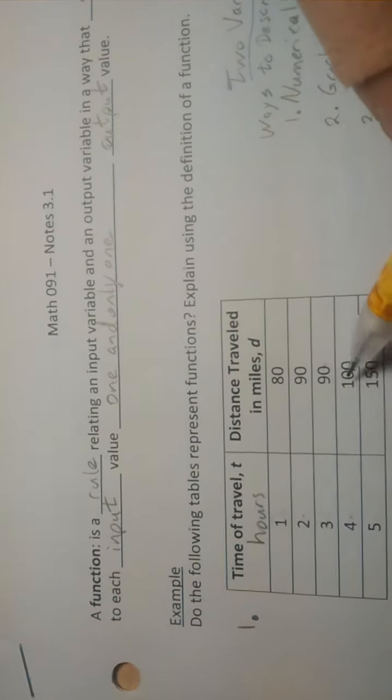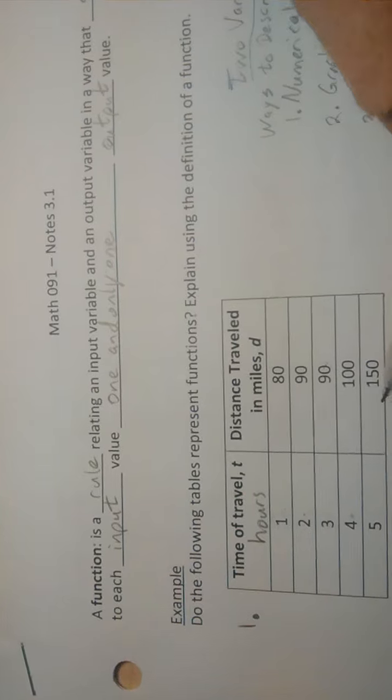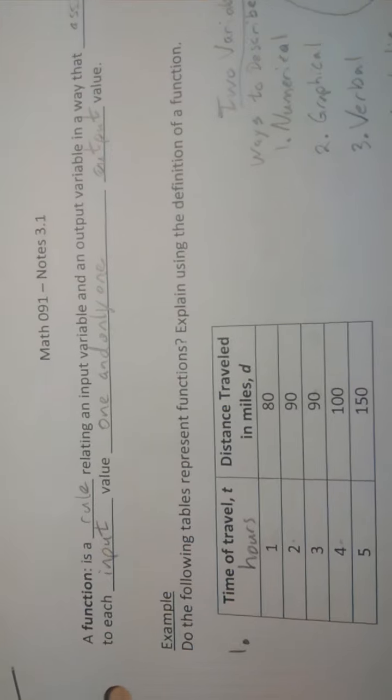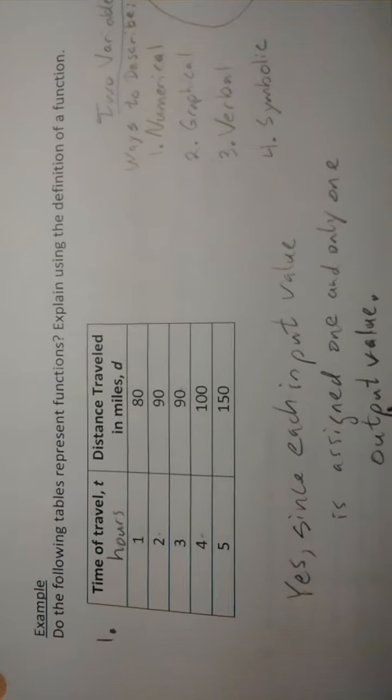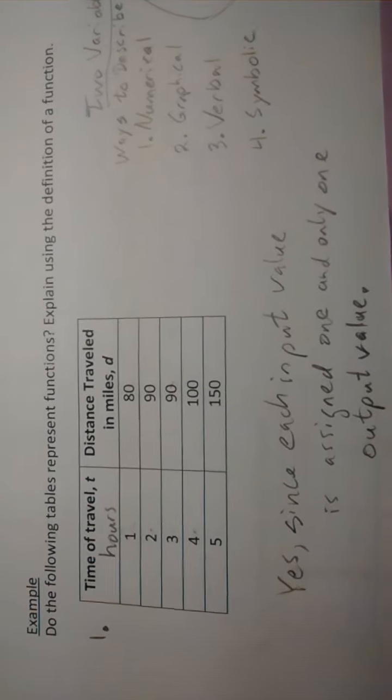Same thing with 4 and 5. These two input values are assigned to one and only one output value, 100 and 150 respectively. And so this actually fits the definition of a function. Each input value is assigned to one and only one output value. So we'll say something like this. We want you to be able to explain using the words of the definition, and so you should write something like this. Yes, it is a function since each input value is assigned one and only one output value, and that's the best way to write it.